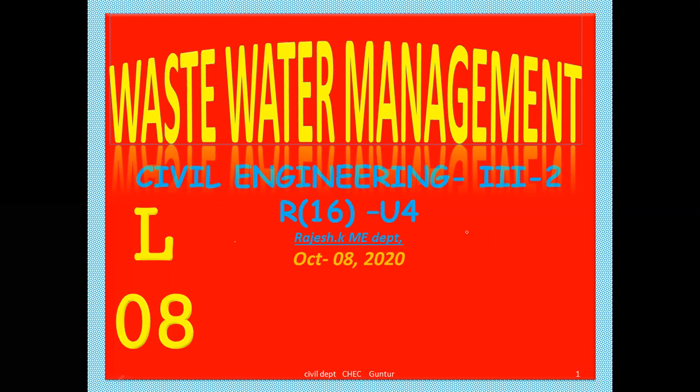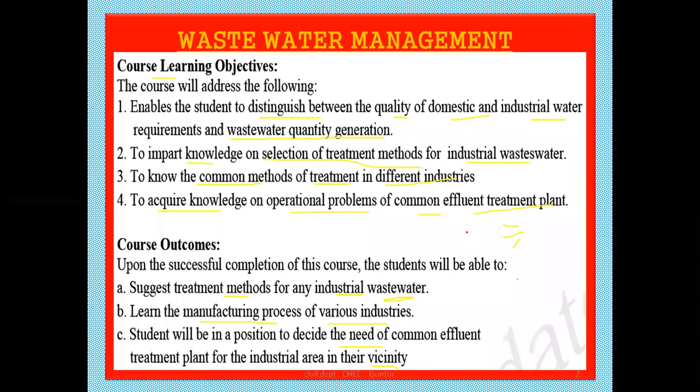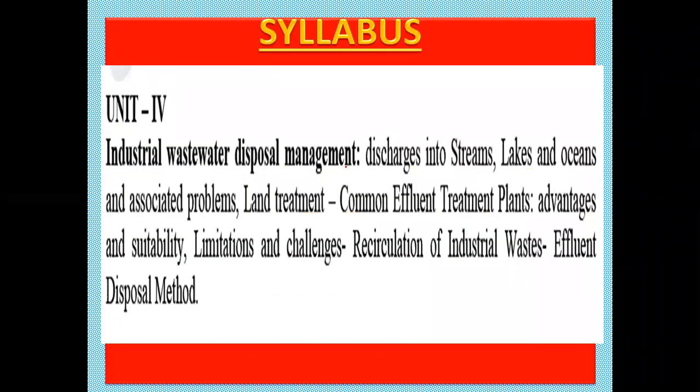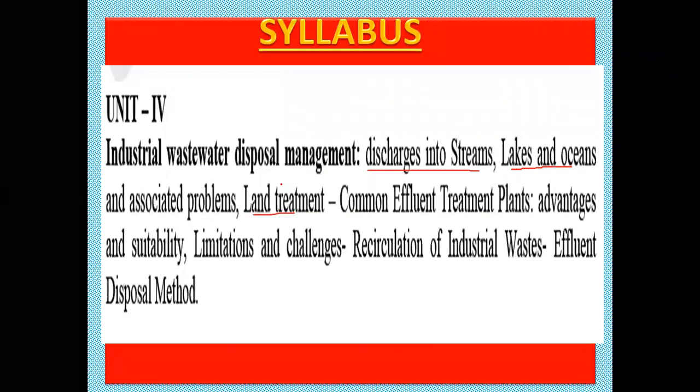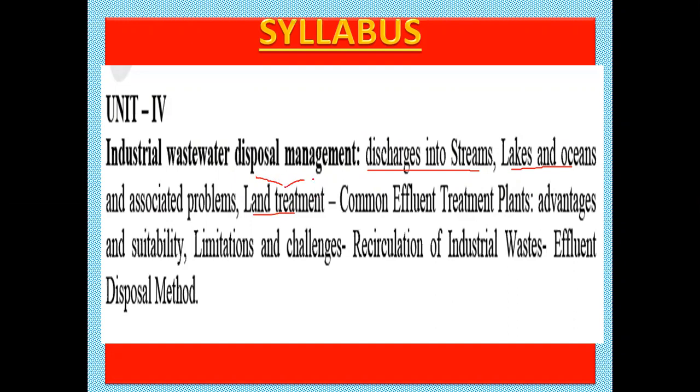No issues. So, in this unit 4, that is common effluent treatment plant and wastewater discharge effluent, how we are doing. In the morning sessions we discussed how the wastewater is discharged into the streams, lakes, oceans, and the land. In the land we have two types. One is for irrigation purpose, the other one is for disposal into the water streams, lakes, and others.